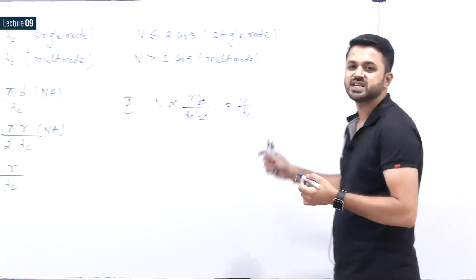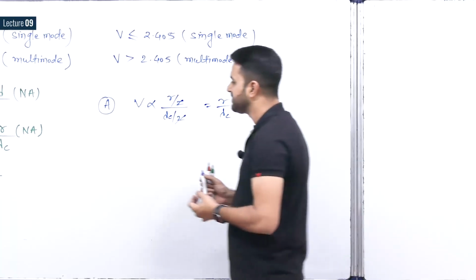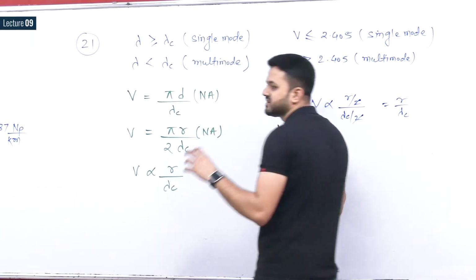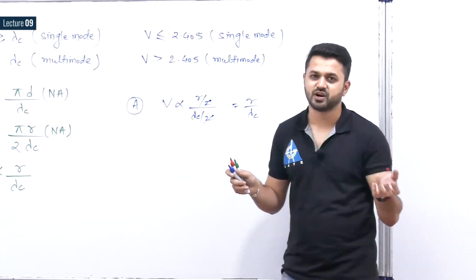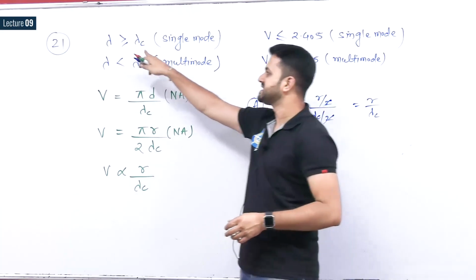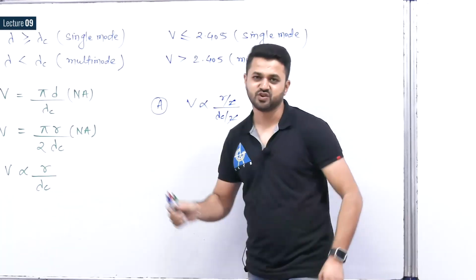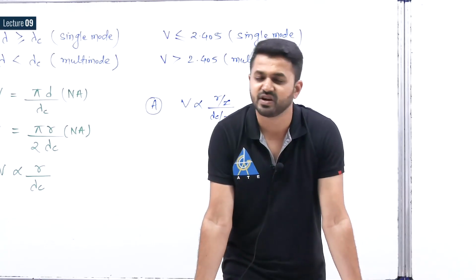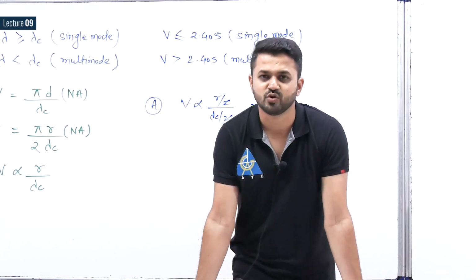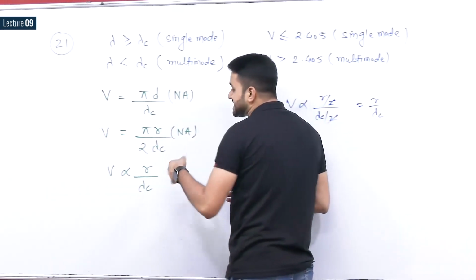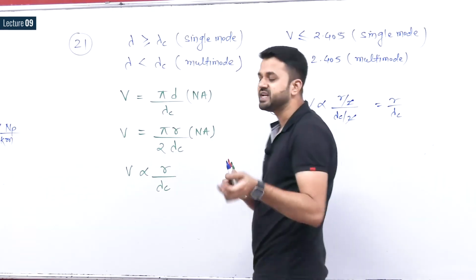So there will be no change in the value of V, because this value of V corresponds to the upper cutoff, that is, when lambda is equal to lambda c, this V is 2.405, and both are telling a single mode operation, but we don't want to have a single mode operation. So we have to take this ratio in such a way that the value of V should be increasing.